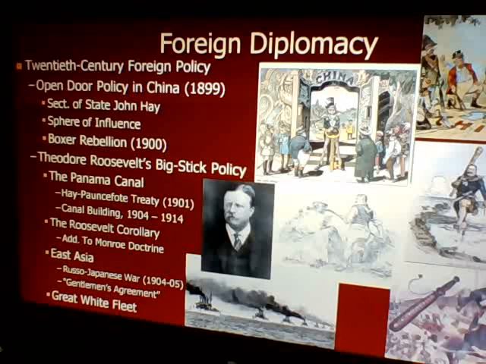And as a direct result, Roosevelt actually gets the Nobel Peace Prize. So in I think it's 05 or 06, Roosevelt will receive the Nobel Peace Prize, the first American to receive the Nobel Peace Prize because he helped bring about peace in this war. Then you have the Gentleman's Agreement with Japan a few years later.